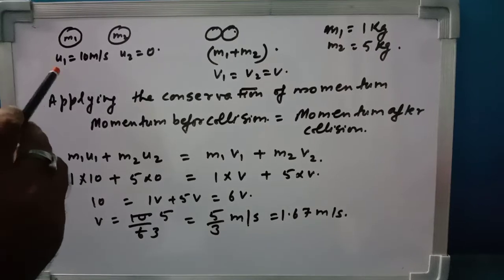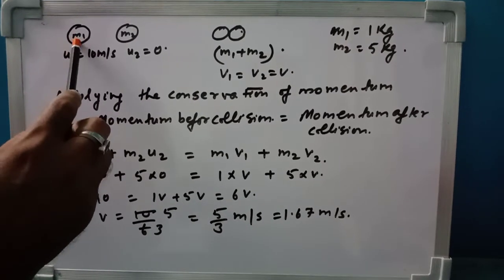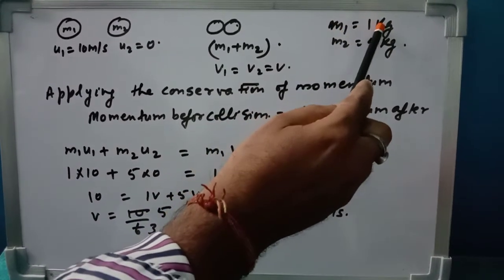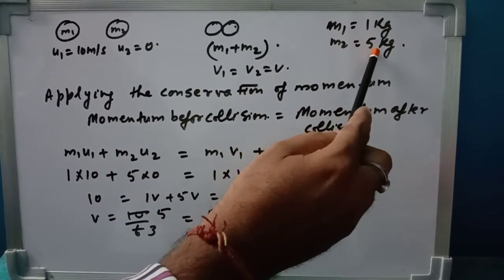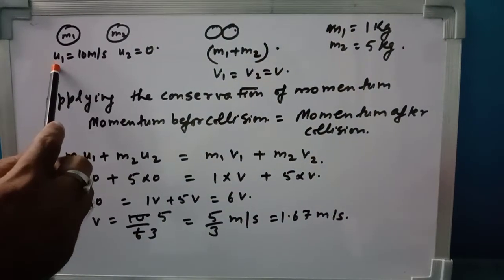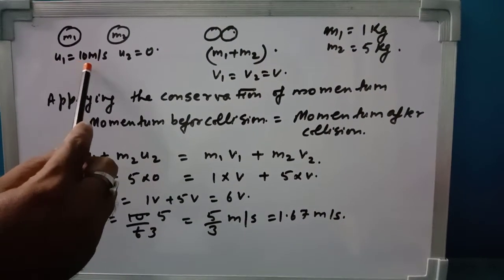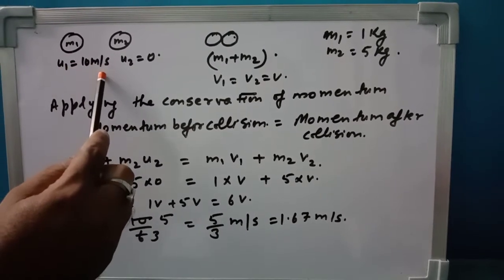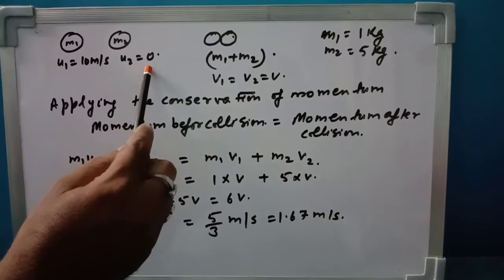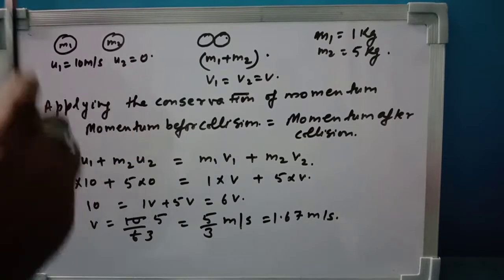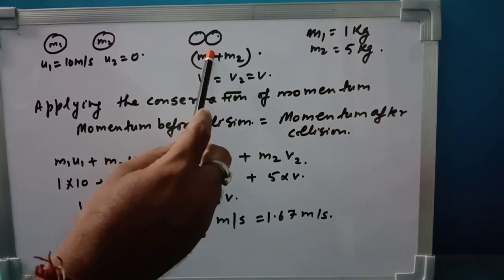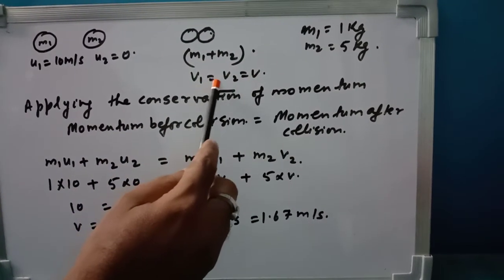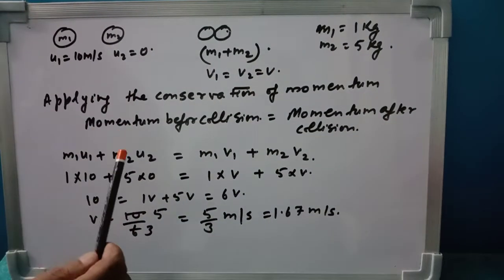Now the solution of this question is, I have supposed m1 and m2. The mass of the first body is 1 kg, m1 is equal to 1 kg. Mass of the second body is 5 kg. Now the first body is moving with an initial velocity of 10 meter per second before collision, so u1 is equal to 10 meter per second. u2, the second body, is at rest, so u2 is equal to 0. After collision, they stick together and move with the common velocity. That's why v1 is equal to v2 is equal to v.